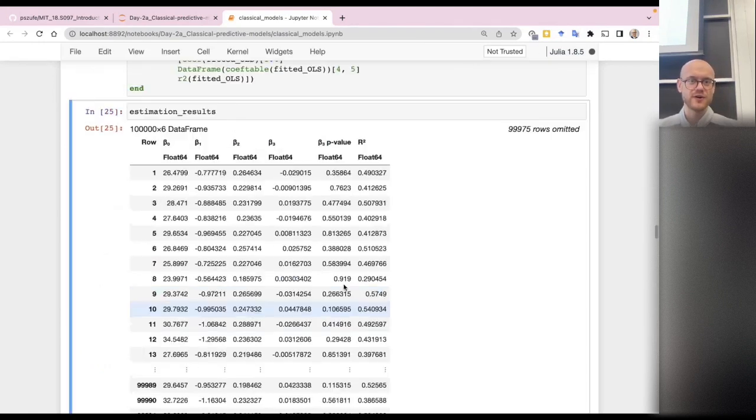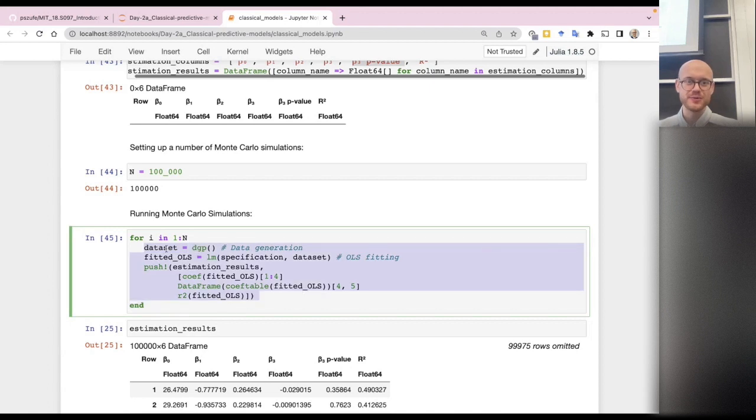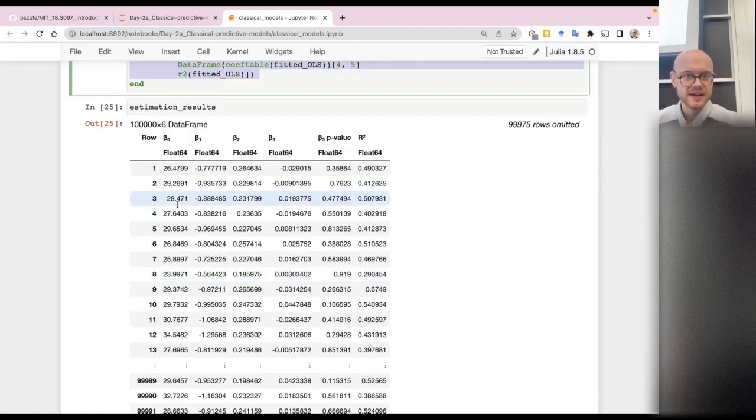This is a for loop. As Bogumił said yesterday, for loops are fast in Julia. We can use it quite efficiently. What we are doing in this for loop is the same as what we did a few moments ago. We are generating a data set from this DGP process. We are fitting our linear regression, and we are adding to our data frame the coefficient estimates, this p-value and R squared. And this is what we get. We get columns, we get a data frame.